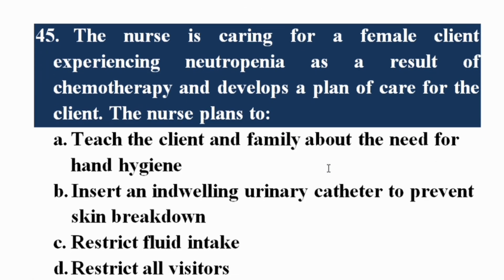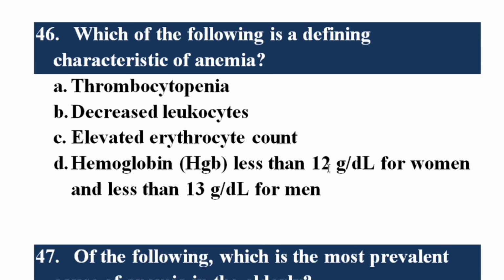The nurse is caring for a female client experiencing neutropenia as a result of chemotherapy and develops a plan of care for the client. The nurse plans to. Right option is alpha, teach the client and family about the need for hand hygiene. Which of the following is a defining characteristic of anemia? Right option is delta, hemoglobin less than 12 gram per deciliter for women and less than 13 gram per deciliter for men.